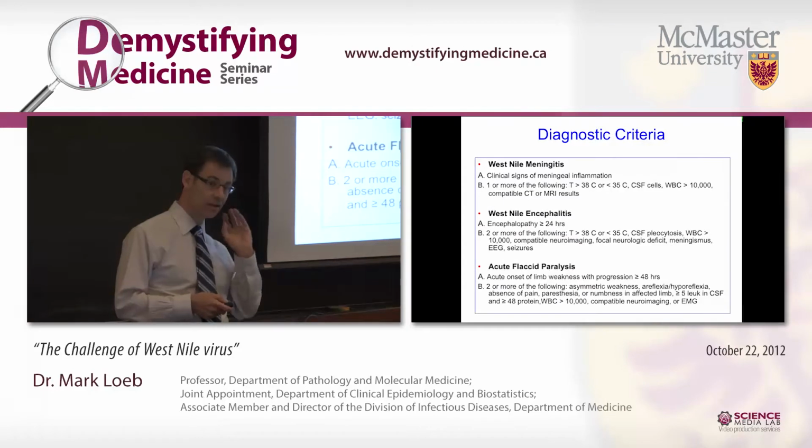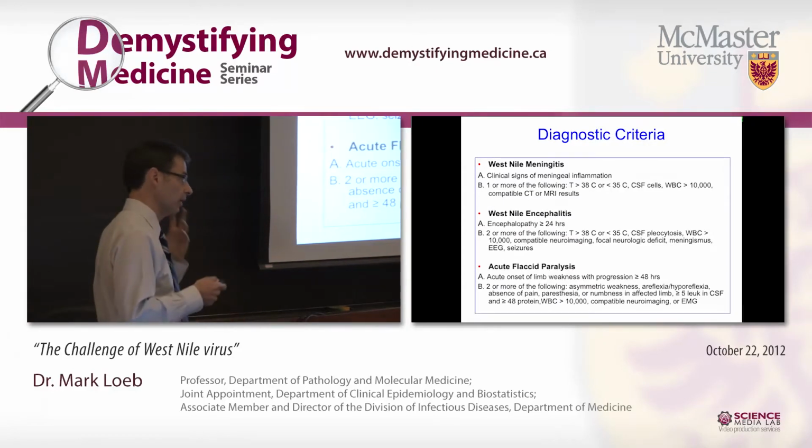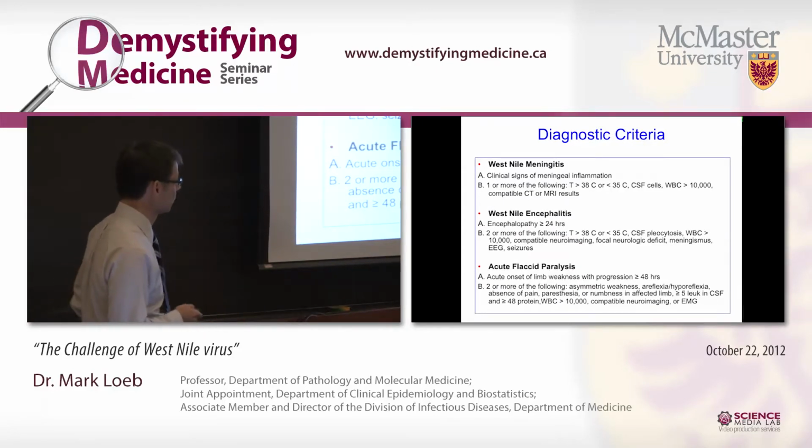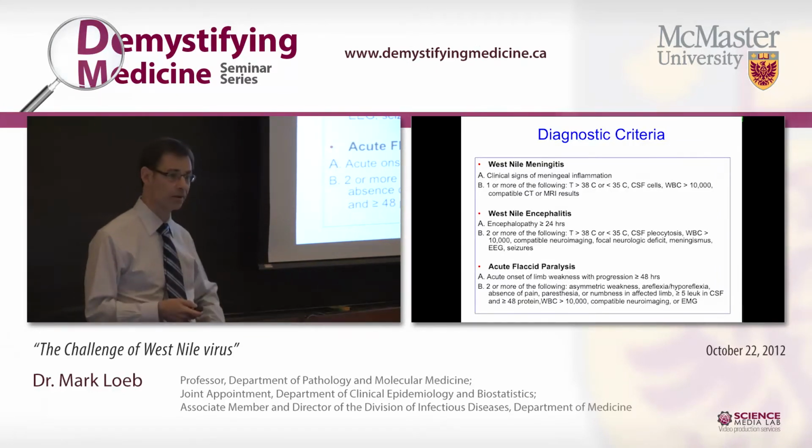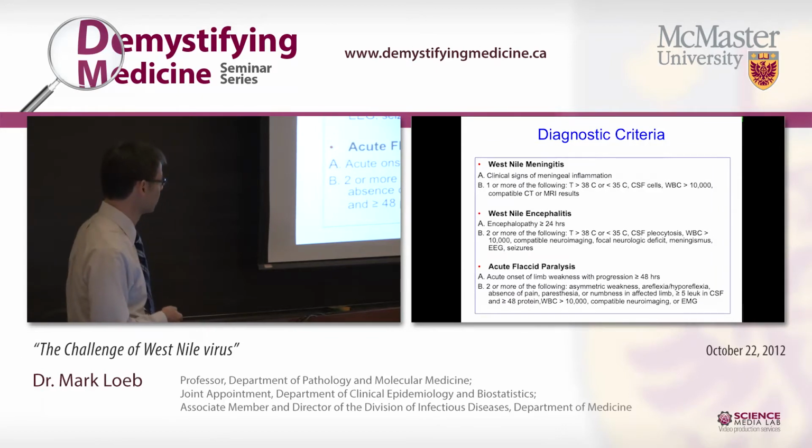The virus does tend to like the basal ganglia. They could get, again, as I mentioned, Parkinson's symptoms that could actually be transient, and at times they can actually persist. So acute flaccid paralysis is actually one of the worst presentations for patients. It's acute onset of limb weakness.